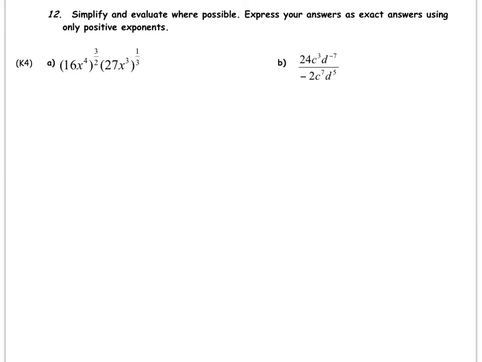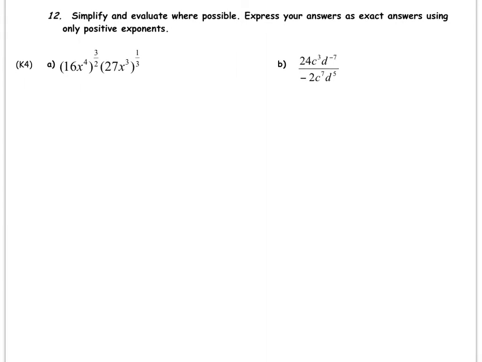Question number 14, part A, asks us to simplify and evaluate where possible, and we have to express all the answers using only positive exponents. So first I am going to change everything to its base and exponents. 16 can be written as 2 exponent 4, times x exponent 4, all to the power of 3 over 2. 27 can be written as 3 exponent 3, x exponent 3, all to the power of 1 over 3.